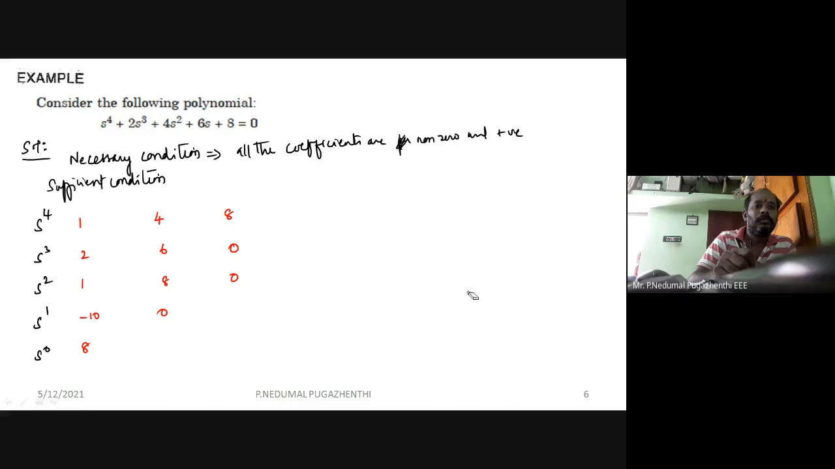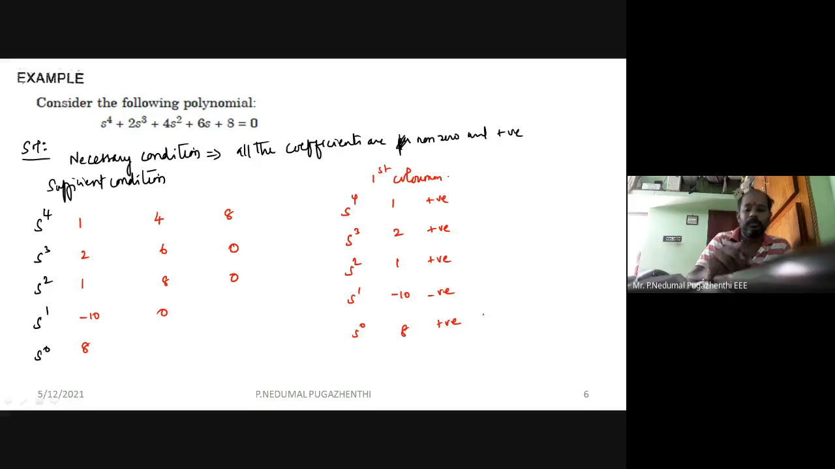Okay, so what is my first column? The first column is S power 4, S cube, S squared, S power 1, S power 0: 1, 2, 1, minus 10, 8. This is positive, positive, positive, this is negative, and this is positive.